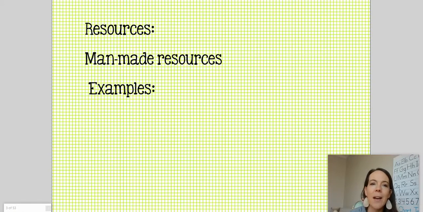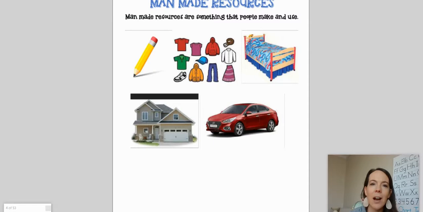So some examples of man-made resources are resources that a man or a woman made, and they are something that people make and use. So for example, a pencil, clothing, furniture, a house, a car. It is not something that you can go outside in nature and just find automatically. These are things that people take different parts, put them together, and make something new that can be usable by people.